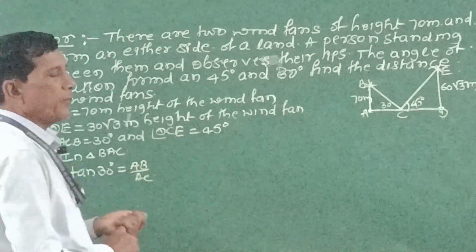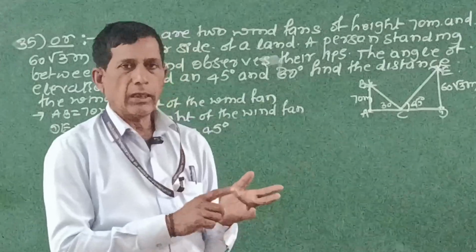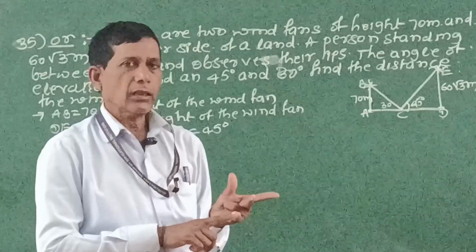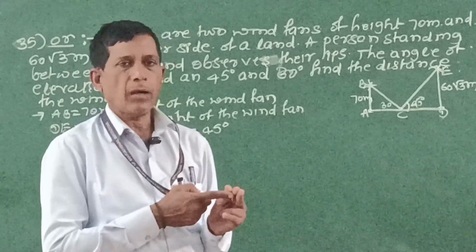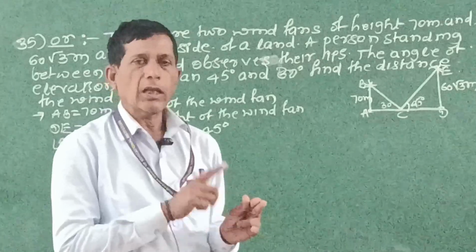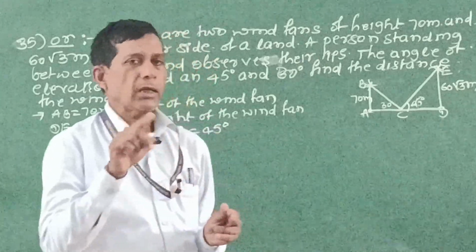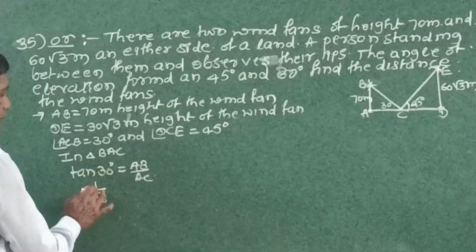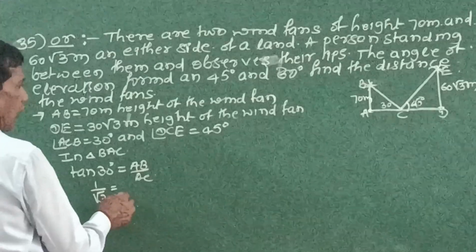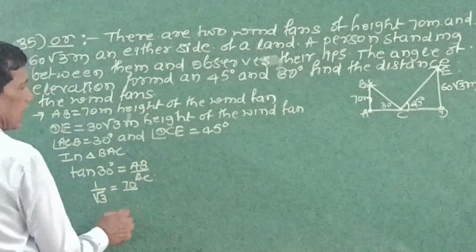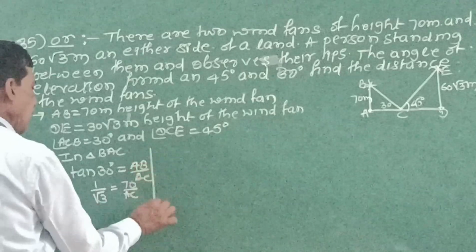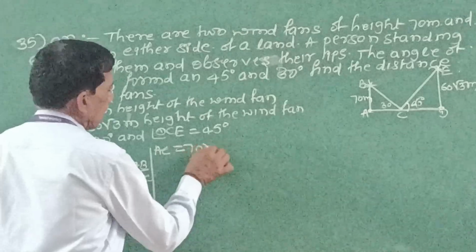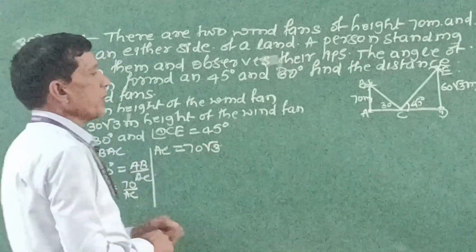What is the value of tan 30 degrees? It is 1 upon root 3. So tan 30 degrees equals 1 upon root 3. AB equals the given 70, so 1 upon root 3 equals 70 upon AC. Therefore AC equals 70 root 3. That is the distance AC.